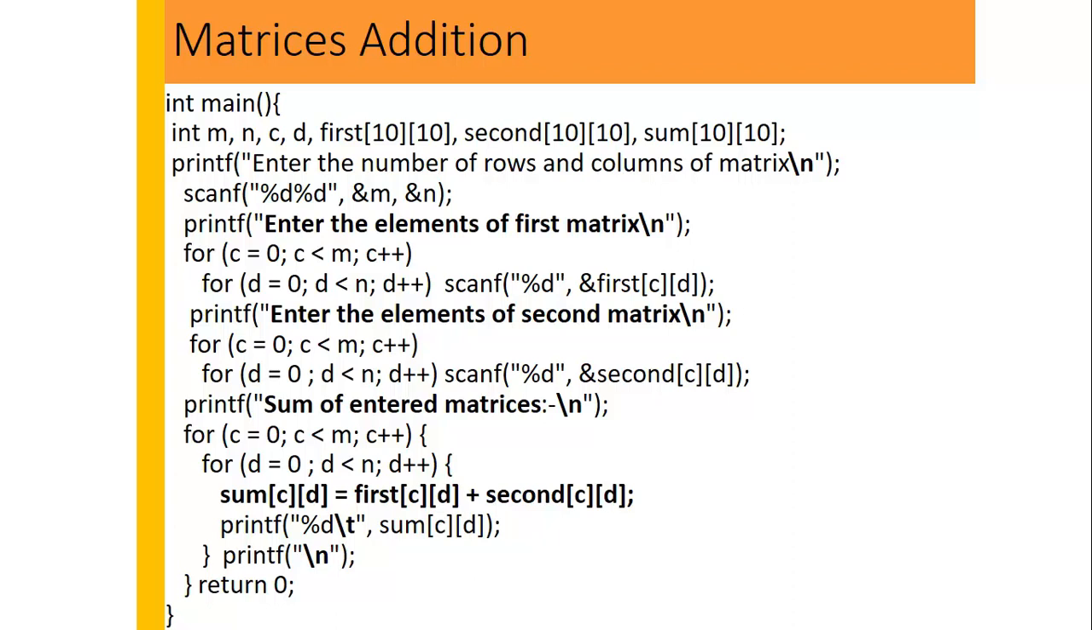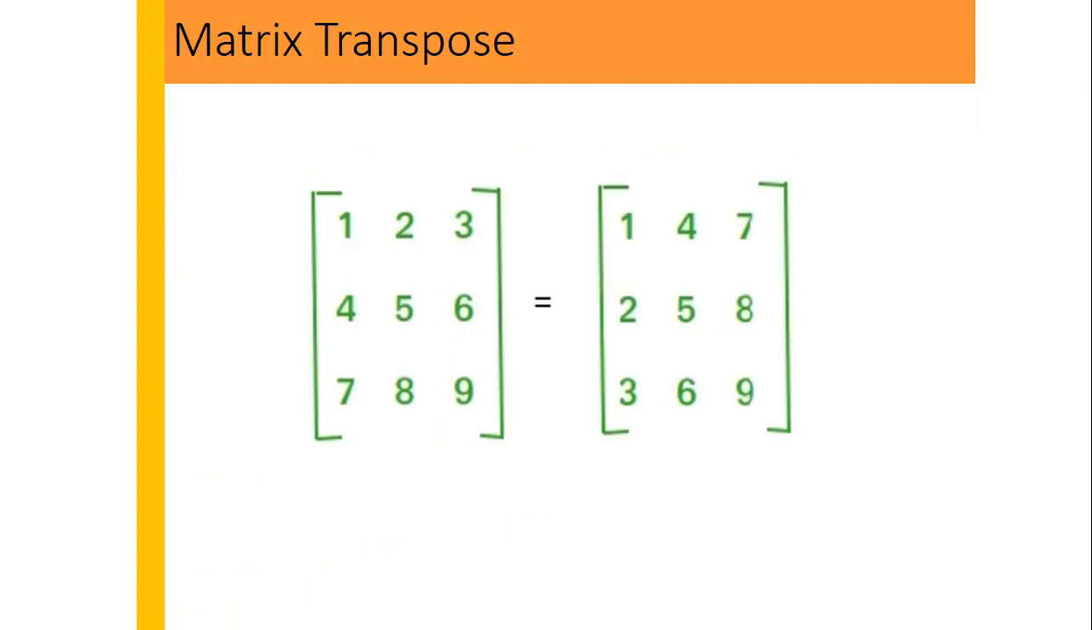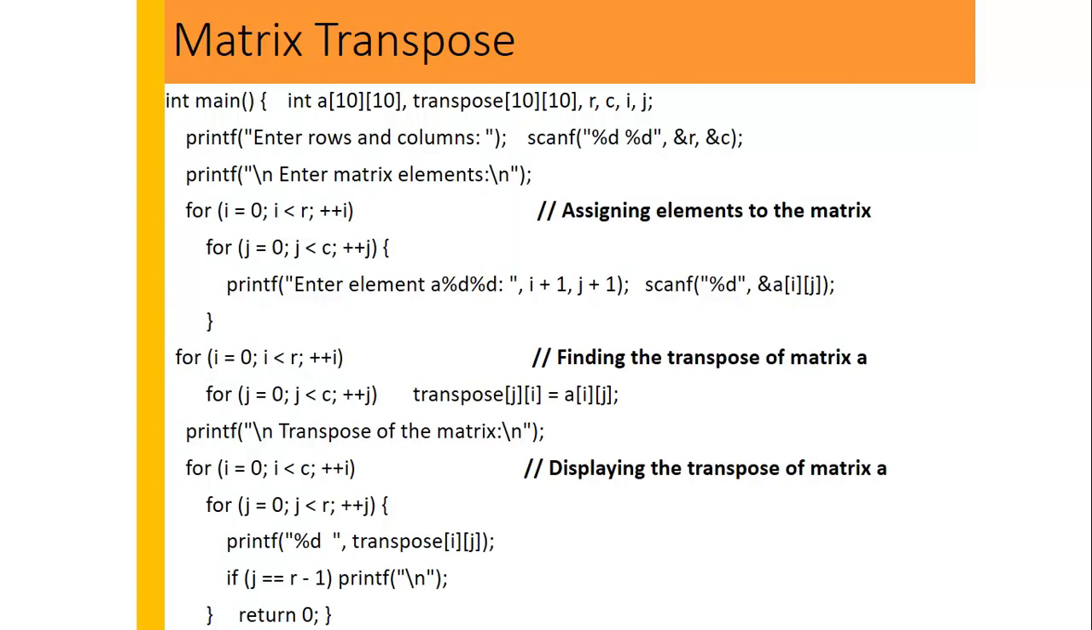Okay, and the second scenario, we are doing the transpose of a matrix. Transpose of a matrix, you also know, is where all the row elements come to the column elements. 1 2 3, which is the first row, becomes the first column of the resultant matrix. Right, for this we have a small code.